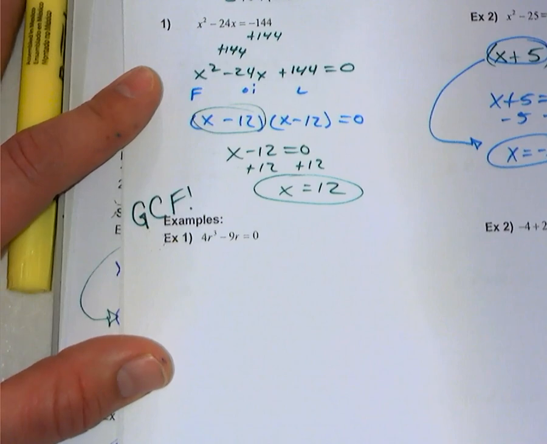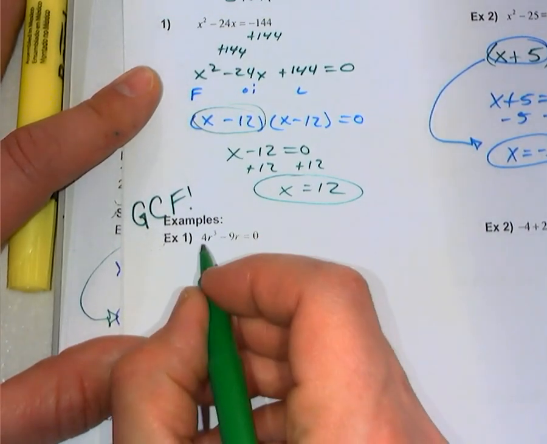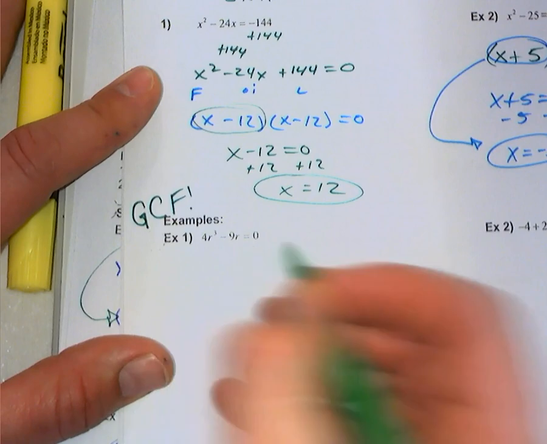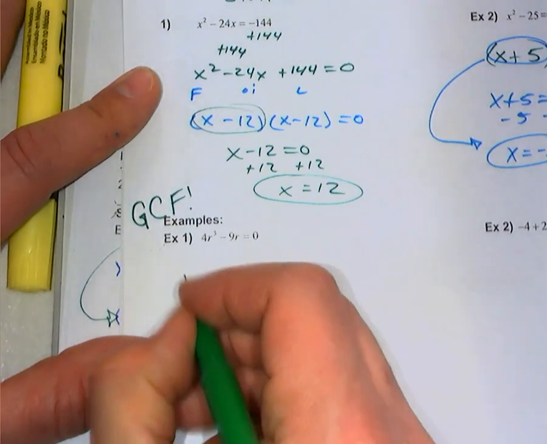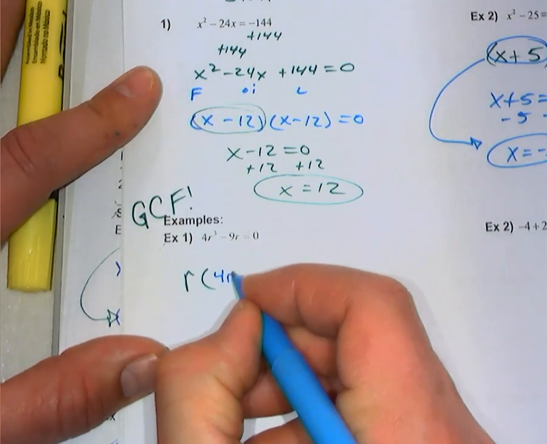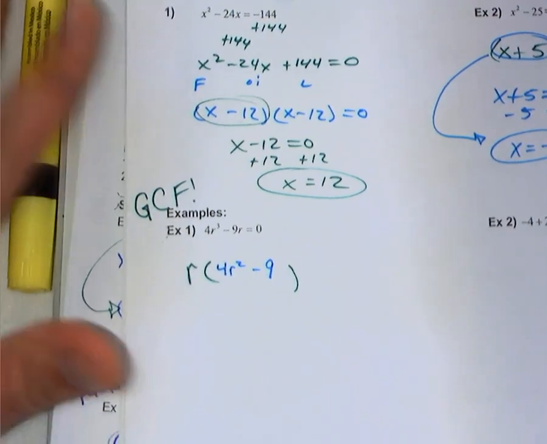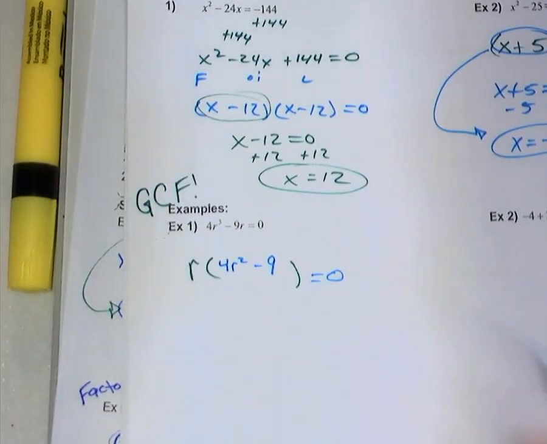What do you see there, Gail? R. So we can take out an R. I have 4r cubed minus 9r equals 0. We have it equal to 0. Now we look to factor. We can take out an r, and this gives me 4r squared minus 9, and now that's equal to 0.